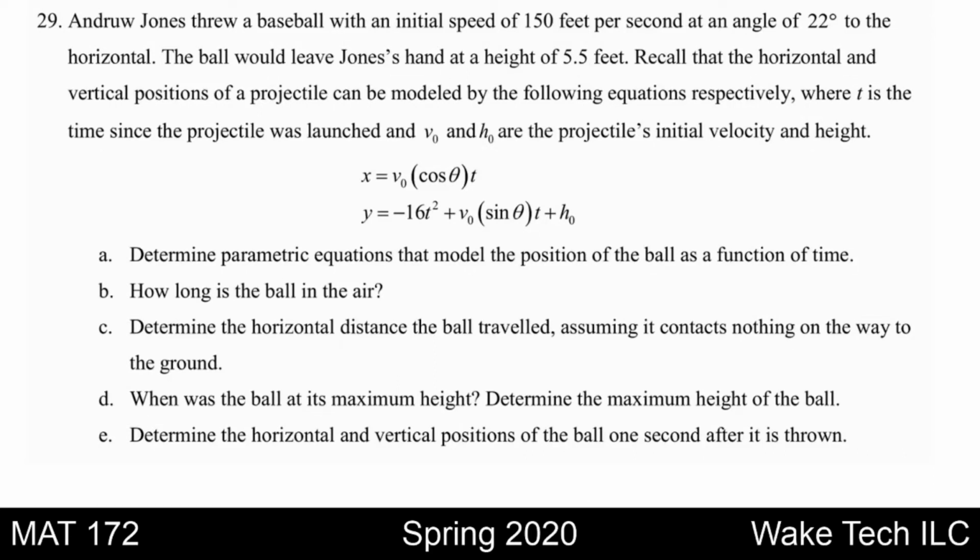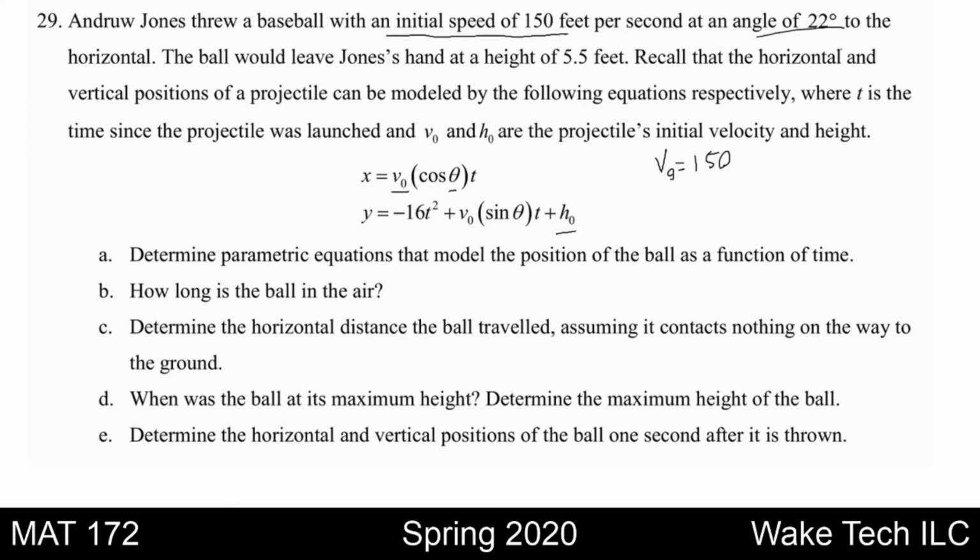This problem gives us a head start by giving us the parametric formulas. All we need to do is identify the variables that need to be plugged in. So for instance, we have three of them here: v naught, theta, and h naught. Note that v naught is initial speed, which, as we can find out, initial speed of 150 feet per second can be identified very quickly.